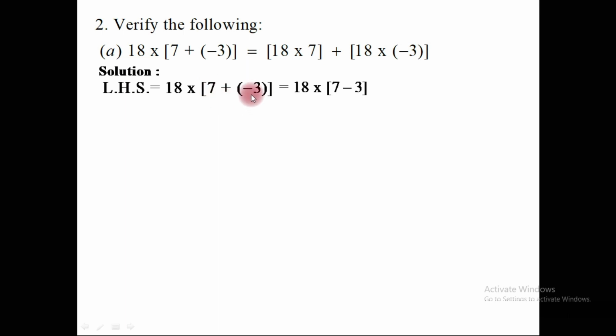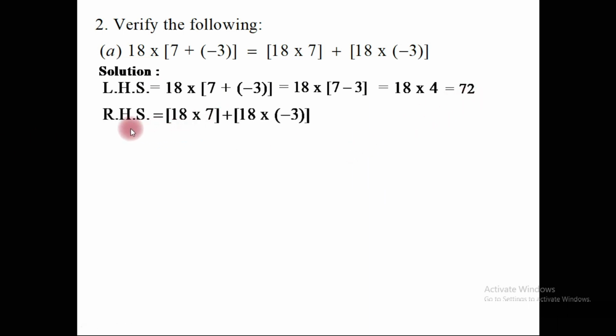Here removing small bracket from minus 3, minus inside bracket and plus outside bracket will be multiplied. Plus and minus multiply is minus 3. Now taking the difference of 7 and 3. 7 minus 3 is 4, which is again multiplied with 18. 18 4s are 72. So the value of the left hand side is 72. Now let us find the value of the right hand side.